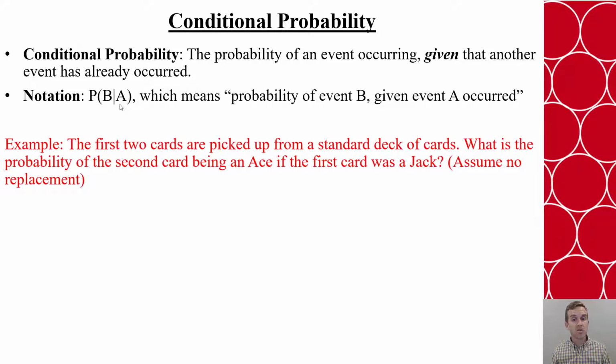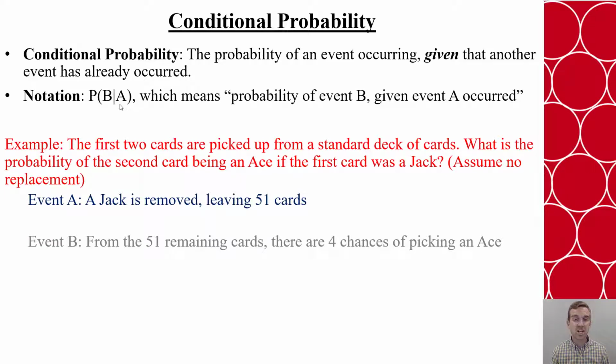Say that we're looking at the first 2 cards picked up from a standard deck of cards. And we want to know what's the probability the second card will be an ace if the first card was a jack and there's no replacement. So I take that card, I flip it. I'm assuming that comes out as a jack. That's the first event. When I do that and I lay that jack on the table, that changes the probability because there's now only 51 cards left. So when I'm looking at drawing the ace, I'm now looking at 4 chances out of the 51. So the probability of an ace, given that a jack was chosen, is 4 out of 51.